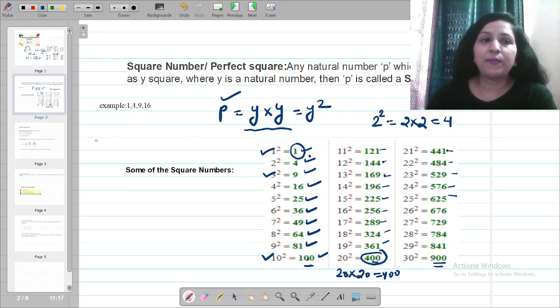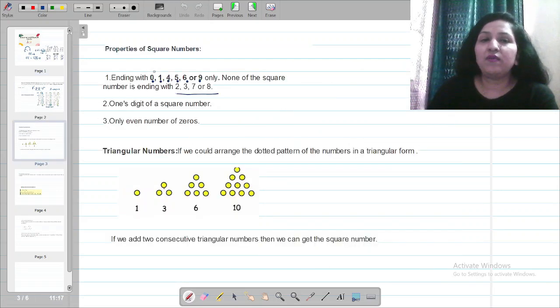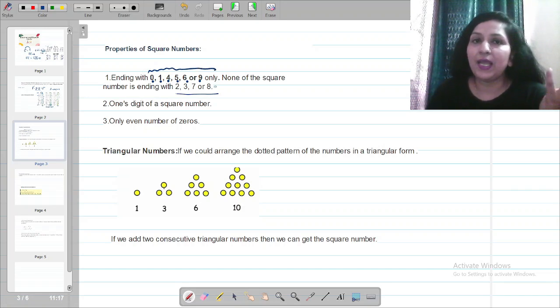So you need to remember the square number always ends with 0, 1, 4, 5, 6, 9. Or you can exclude 2, 3, 7, 8. It will never be ending with 2, 3, 7, 8. Ones digit of a square number.